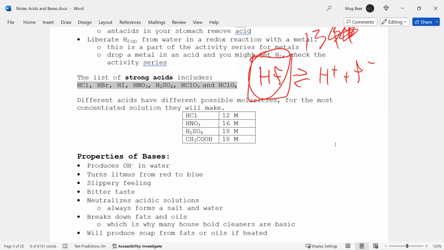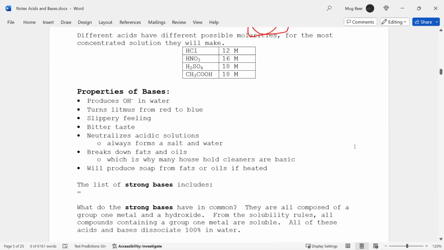All right, so what about some properties for bases? They produce hydroxide ions. They do the opposite to litmus. So if I've got a piece of red litmus paper and I put it in a base, it turns blue. If I've got a piece of blue litmus paper and I put it in a base, it doesn't do anything at all. It feels slippery when you touch it.